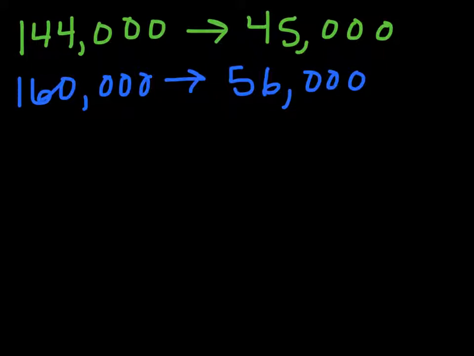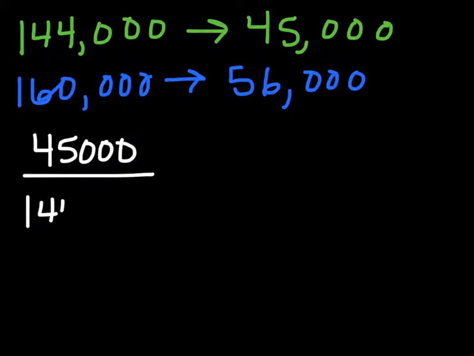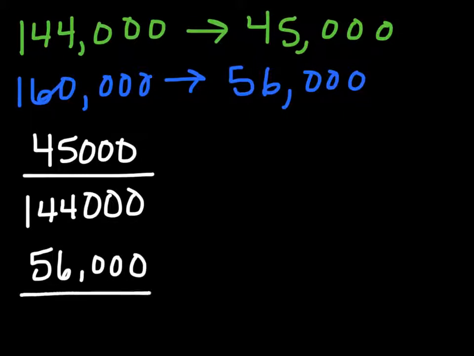So first, we'll start by writing the fractions. In year 1, we had the total number of snowboarders, 45,000, over the total number of visitors, 144,000. In this year, we would have 56,000 snowboarders compared to 160,000 total attendance. So the first thing we'll do is reduce these fractions because there's no need to work with these unwieldy numbers.